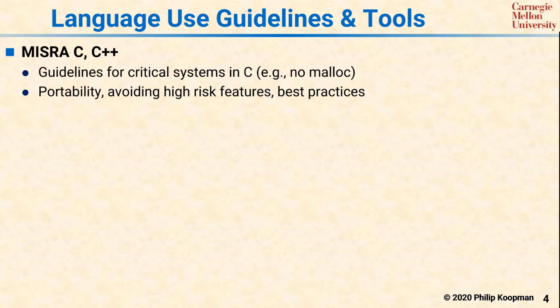MISRA C emphasizes code portability and avoiding high-risk language features. It also sets forth best practices for safety-critical software. It can improve the reliability of any C code, but is best used for mission-critical software that can live with more restrictive language use in return for improved software reliability.